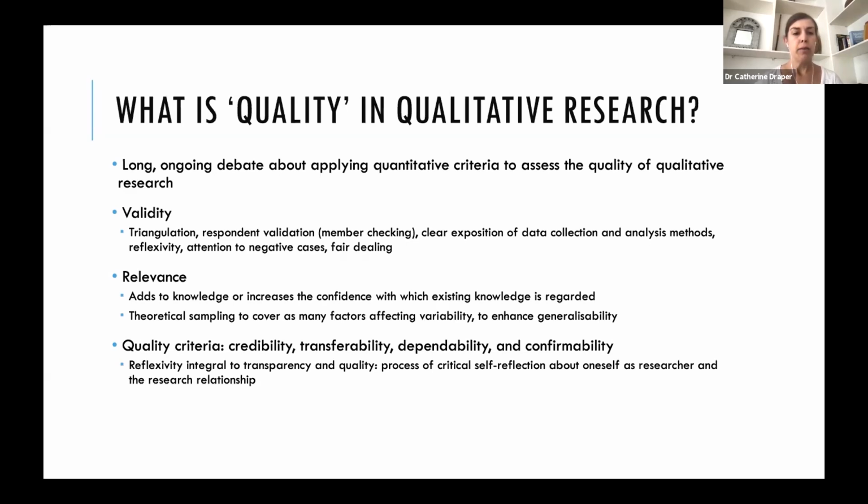And more recently, some of the quality criteria that are mentioned are credibility, transferability, dependability, and confirmability. And I'm going to go through those in a little bit more detail, but also just wanted to flag that reflexivity, which Nosipho will cover in much more detail, is seen to be integral to transparency and quality. And this can be defined as the process of critical self-reflection about oneself as a researcher and the research relationship.